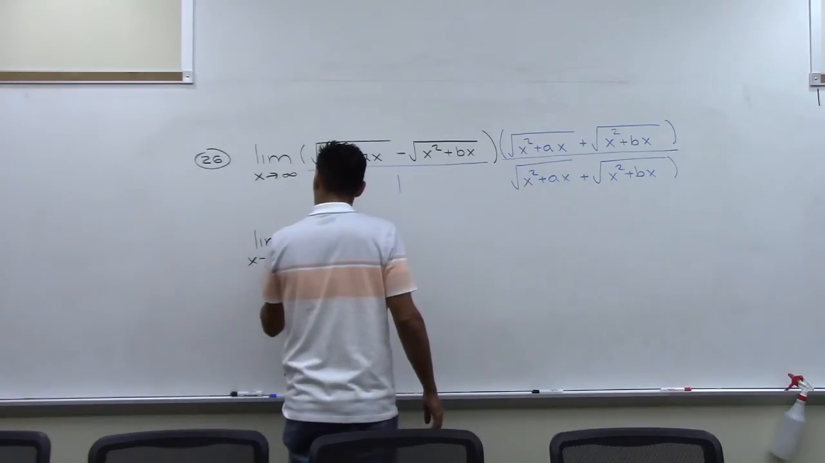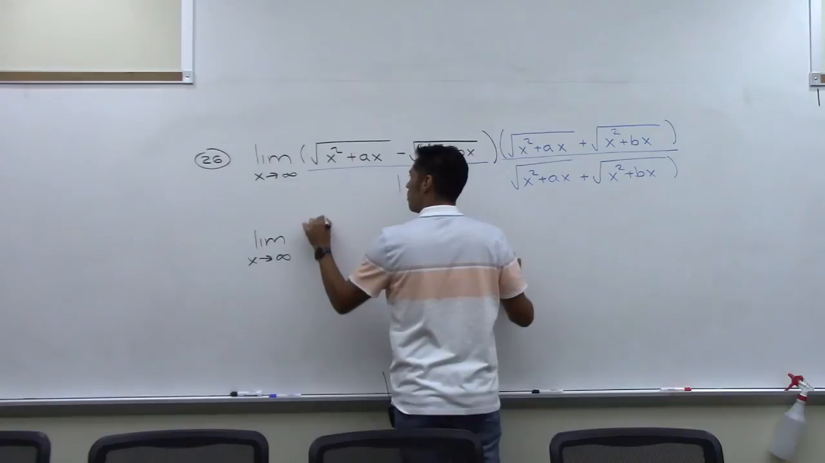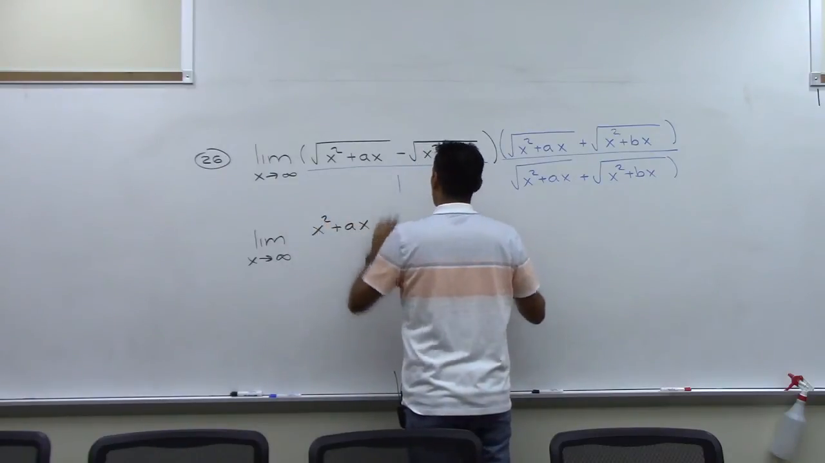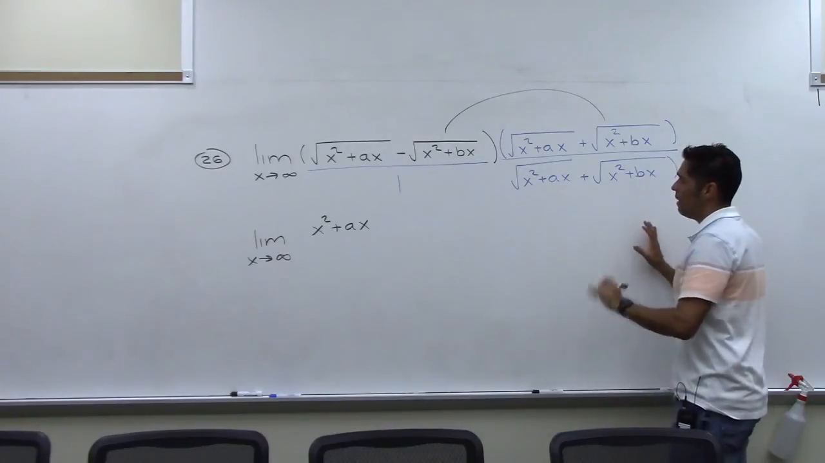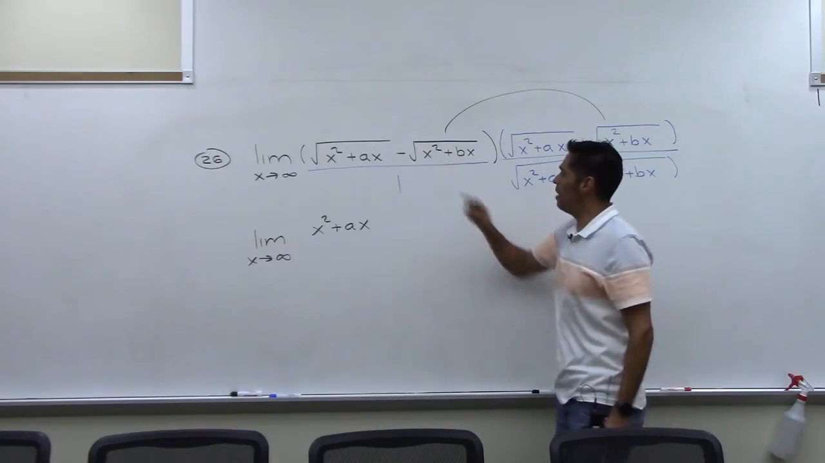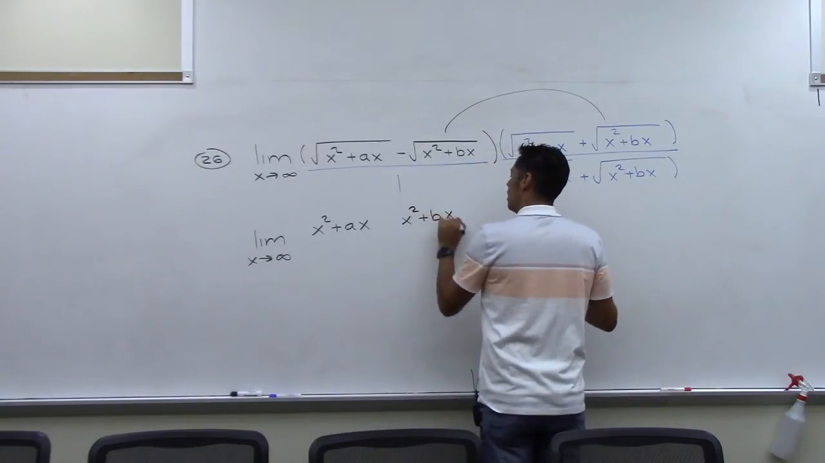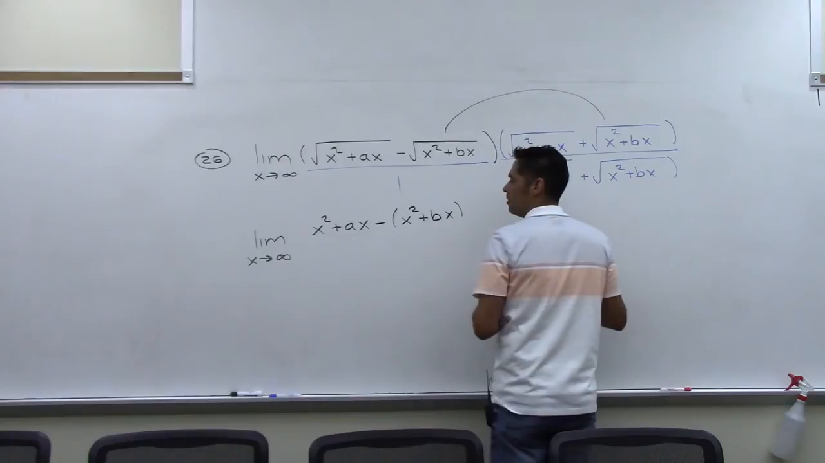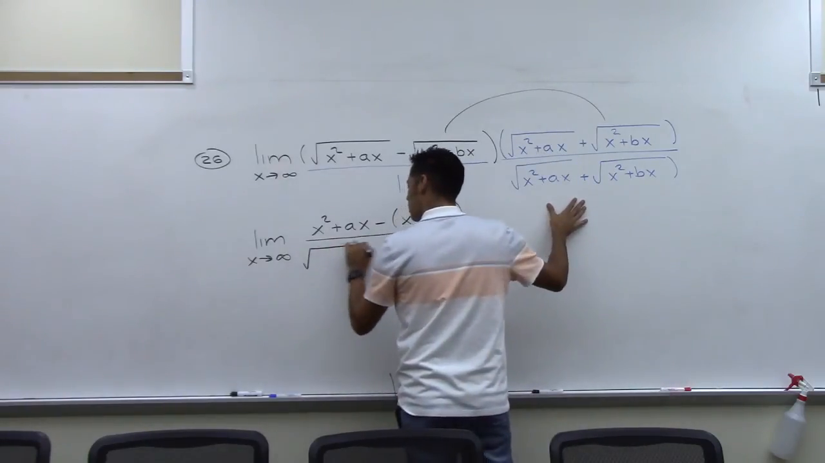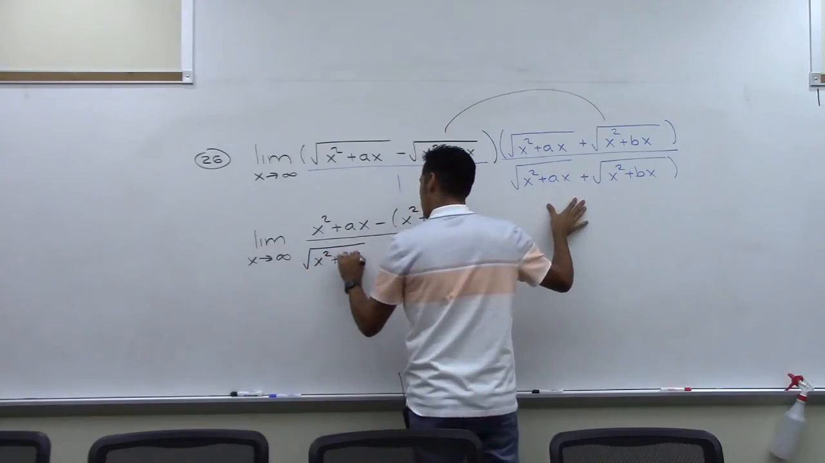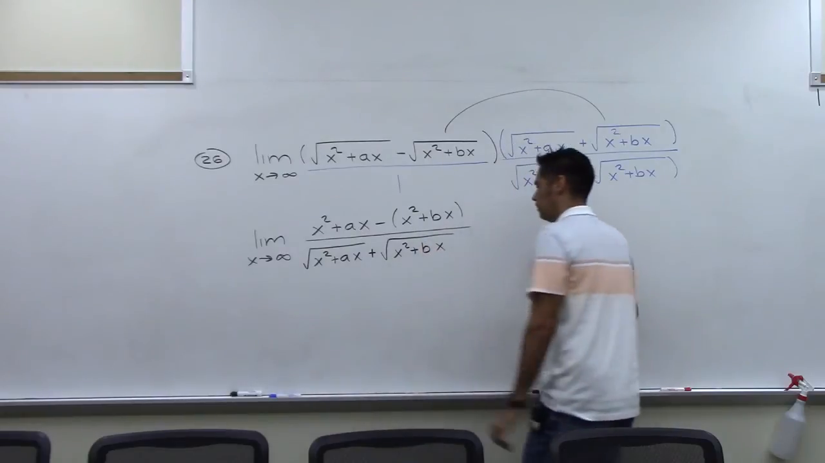Limit of x goes to infinity. All right. Root times same root, root goes away. X squared plus ax. Middle terms don't matter. Last ones, this times this. Root goes away, but it's minus because this is a plus and that's a minus. So the root goes away, which leaves me with x squared plus bx, but I'm subtracting, so I need that in parentheses. And then all of that over this ugly thing right here. Root x squared plus ax plus root x squared plus bx.